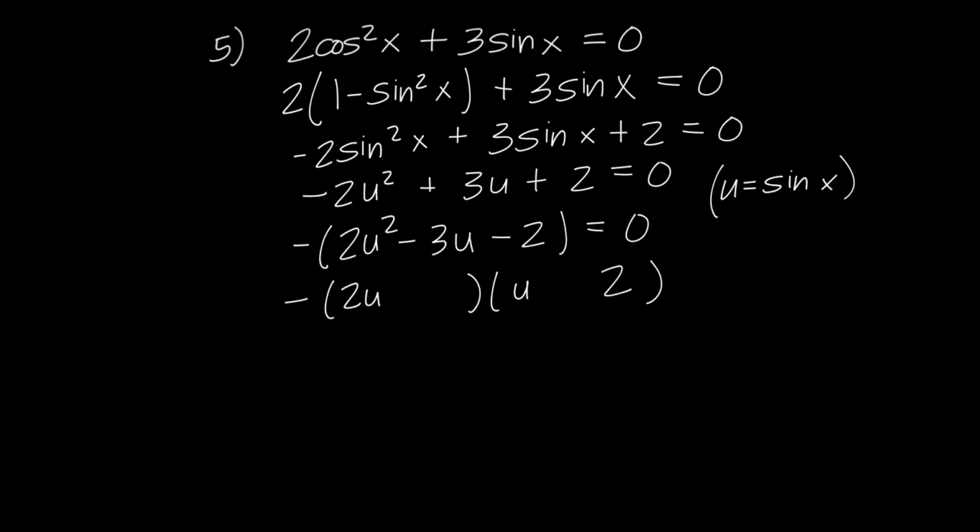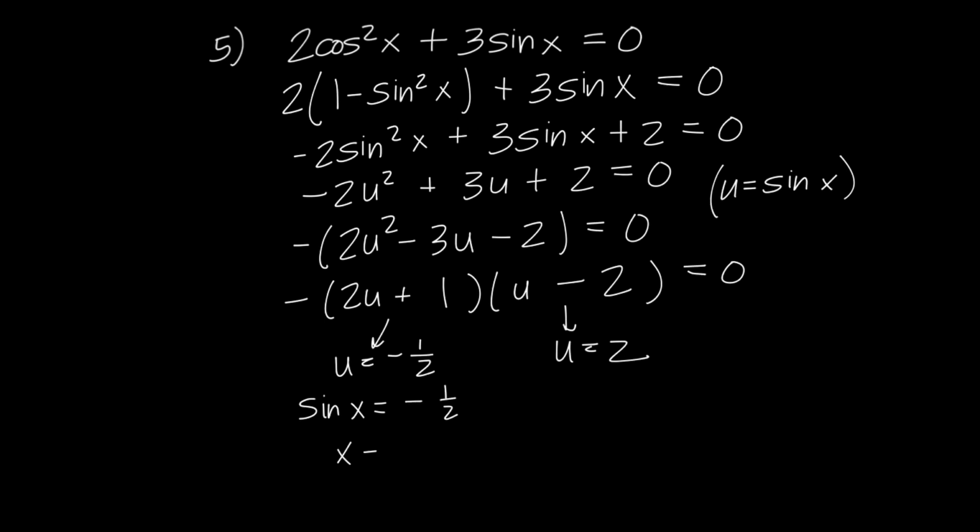So what do we have here? We have negative of 2u plus 1 times u minus 2. So then this breaks into u equals negative 1/2 and u equals 2. Now we substitute sine back in, and we ask ourselves, where on the unit circle is sine negative 1/2? And there are two places. Right over here at 7 pi over 6, and right over here at 11 pi over 6.